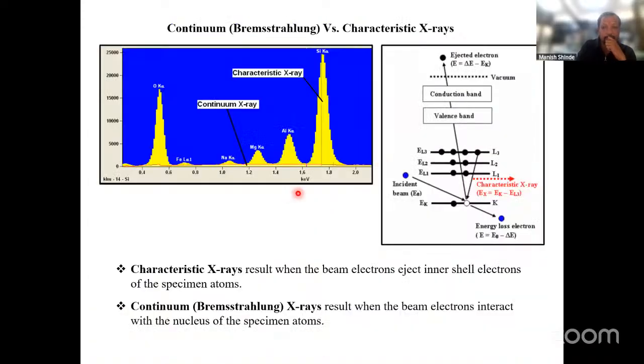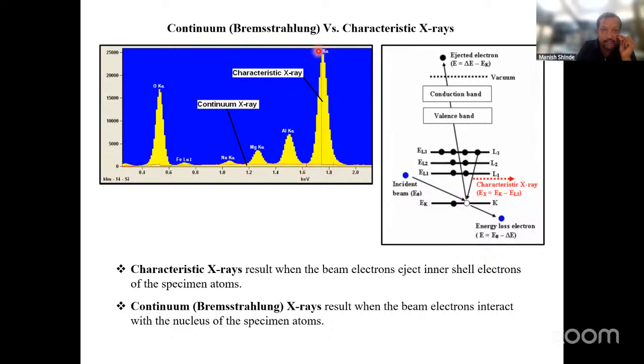So different kinds of X-rays are generated: characteristic X-rays and continuous X-rays. Continuous X-rays basically form the background in this spectroscopy. So you have to subtract this background and then do the quantitative analysis.